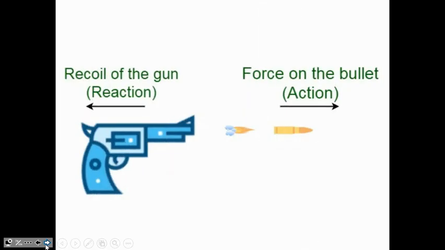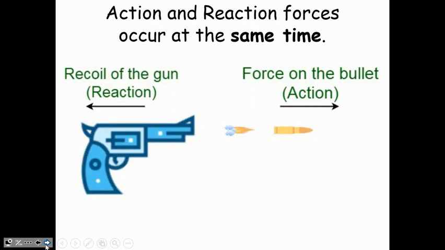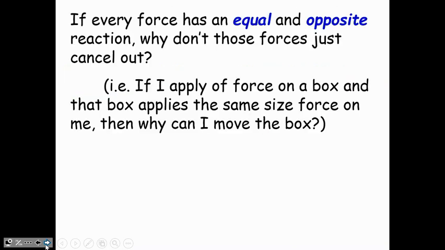For example, if you fire a gun, the action and the reaction forces will happen at the same time. So simultaneously, when you fire the bullet, let's call that the action force, the reaction would be the recoil of the gun. So while the gun pushes the bullet forward, the bullet pushes the gun backwards. And this happens at exactly the same time. There's no delay. They happen simultaneously.